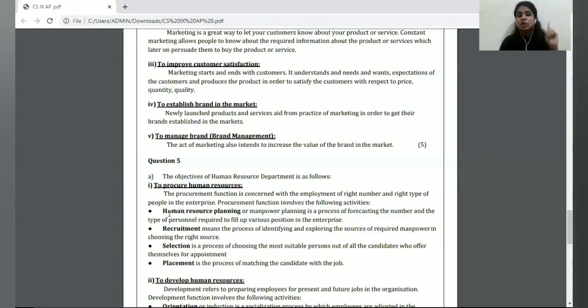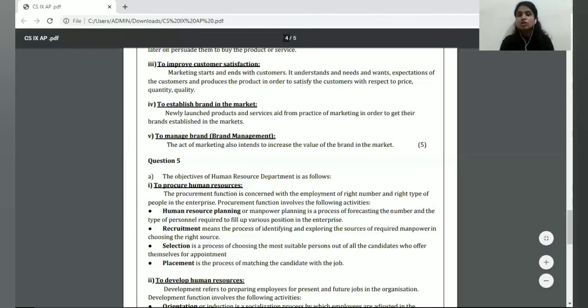For example, to procure human resource is the objective of human resource, but under the procurement of human resource, there are 4 activities that are undertaken by the human resource department, which is human resource planning, recruitment, selection, and placement. So each of these also have to be included in your answer. Since it's a 10-mark answer, you're expected not only to state these 4 activities, but also to write the meaning in at least 1 or 2 sentences for these 4 activities.